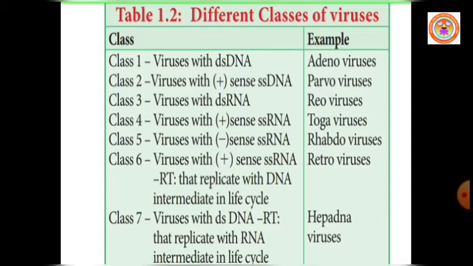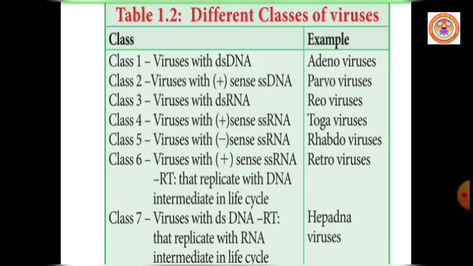Viruses with positive sense, single stranded RNA: togavirus. Viruses with negative sense, but having single stranded RNA: rhabdovirus. Keep in mind, rhabdovirus causes rabies disease in humans. Rhabdo means bullet shape. And viruses with single stranded positive sense RNA with RT, reverse transcriptase.